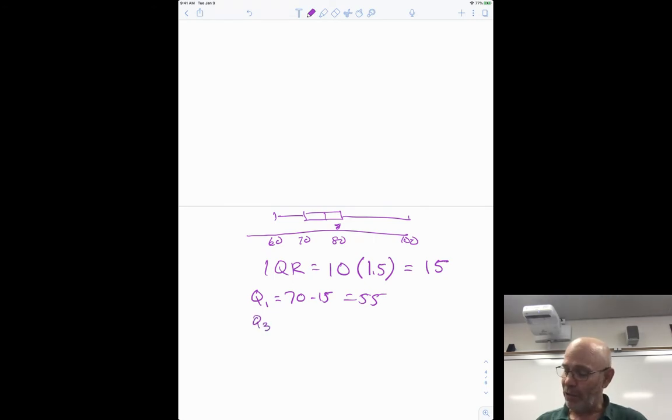You take the third quartile, which is the 80, you add that 15, you go the other direction, gives you 95. So anything more than 95 is an outlier. So in our data set, we'd have at least one outlier. Remember, we know the maximum is 100. I don't know if there's other ones, but we'd have at least that one outlier to be 100. So that's how you figure out what an outlier is.